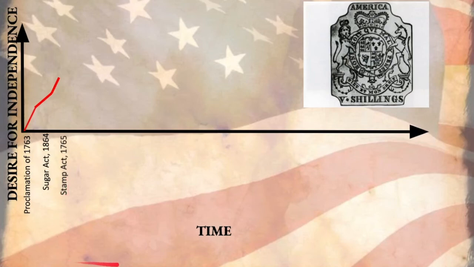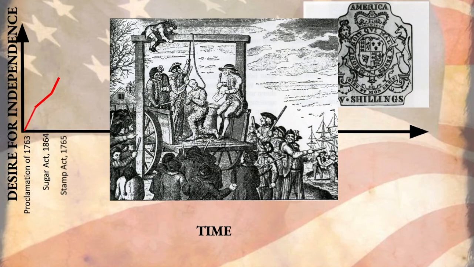The Stamp Act, we know, caused all kinds of problems. We know it caused a bunch of riots. We have this guy being tarred and feathered. He has a noose around his neck. He's not actually going to be hung. So this is something that makes sure everyone understands.